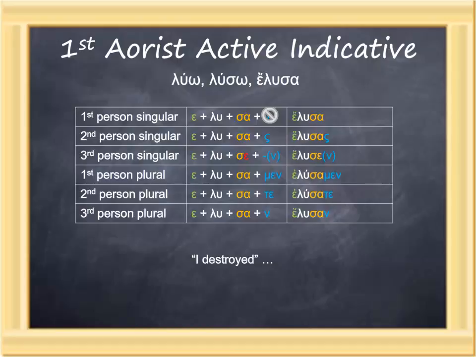Secondly, in the third person singular, since there is no ending, and to avoid confusion with the first person singular, the third singular uses an epsilon instead of an alpha on the tense formative, then no ending but sometimes a movable nu. So the forms are elusa, elusas, eluse or elusen, elusamen, elusate, and elusan. They would be translated: I destroyed, you singular destroyed, she, he, or it destroyed, we destroyed, you plural destroyed, they destroyed.